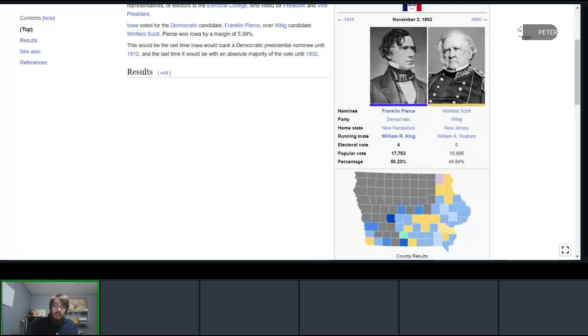We fast forward 15 years, and Winfield Scott's running for president as a Whig. So there's a chance for Scott County to vote for Winfield Scott, the person that 15 years earlier they were such a big fan of. And they don't. They vote for Franklin Pierce.